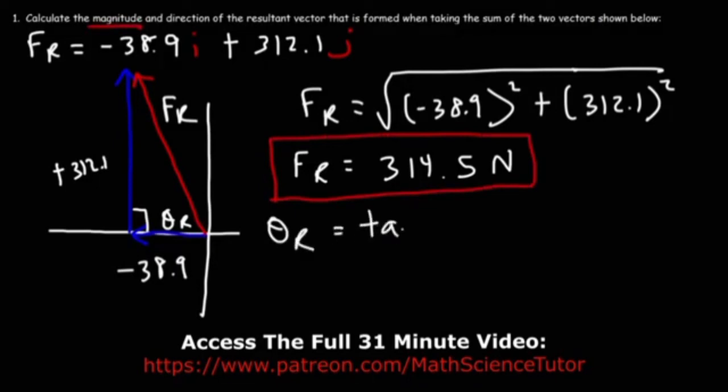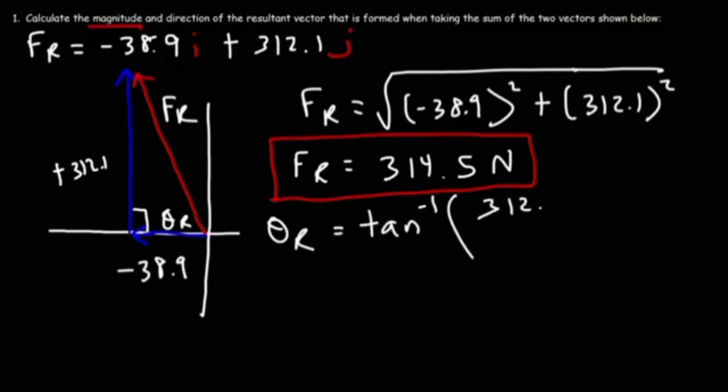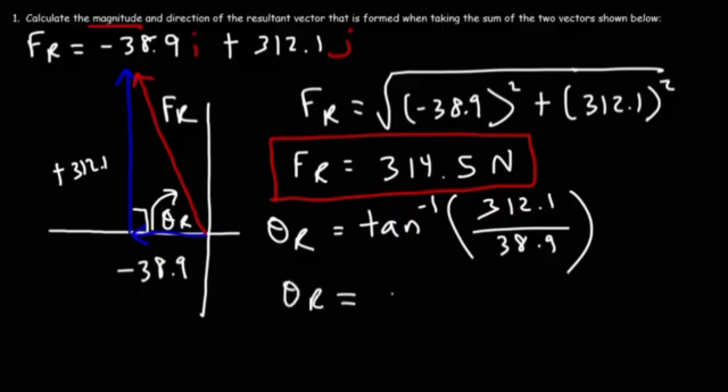To find a reference angle, take the arctangent of the y component divided by the x component. And don't worry about the negative sign. We're going to make everything positive for now. If we keep it positive, we're going to get the reference angle inside of the triangle. So arctangent 312.1 divided by 38.9. If your calculator is in degree mode, you should get a reference angle of approximately 82.9 degrees. So that is the angle inside of the triangle.